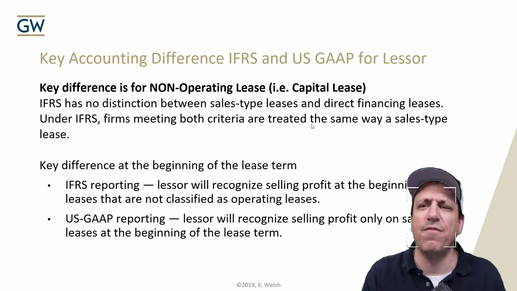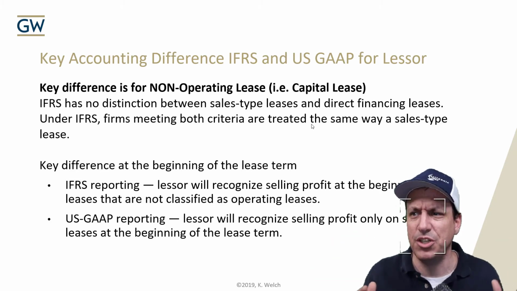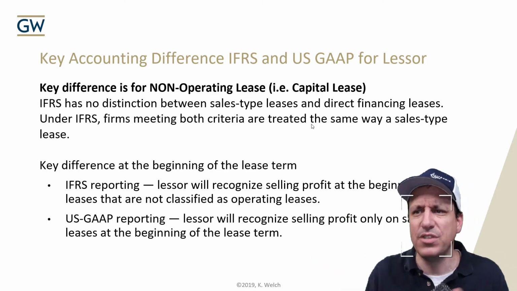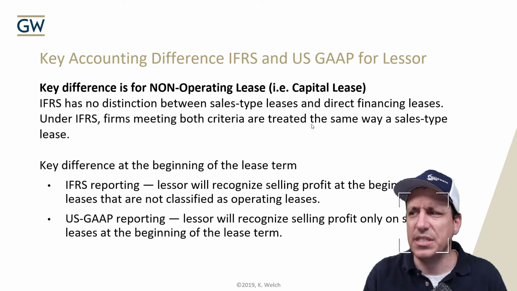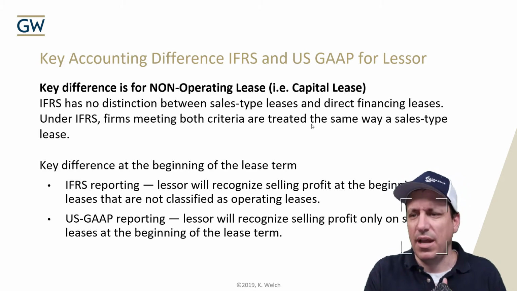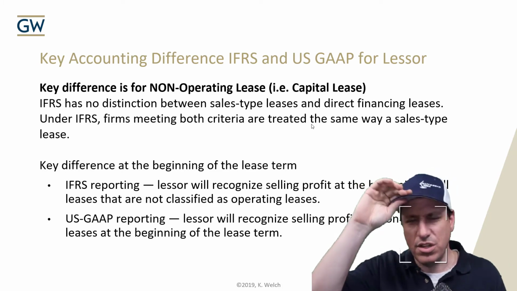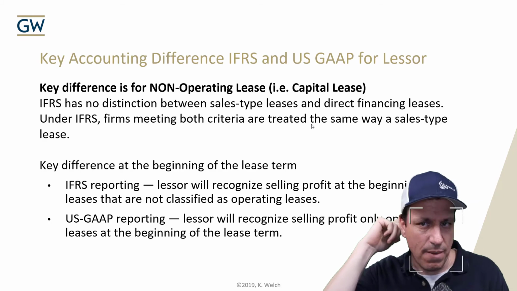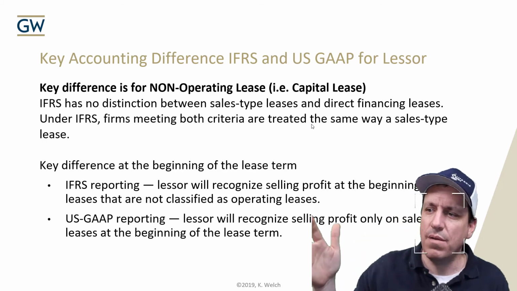Capital leases. The IFRS has no distinction between the sales type leases and the direct financing leases. Under IFRS, firms meeting both criteria are treated the same way as a sales type lease. They're basically kept on the books, and they're treated just like that. The nuance between if you're selling the asset or acting like a bank is not there. The key difference being from the lease term.